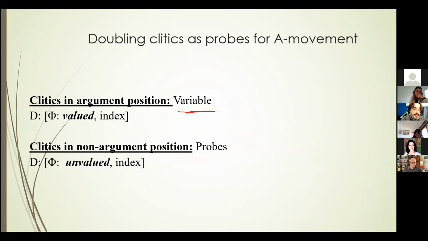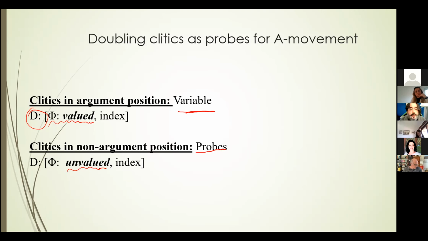It's a D-clitic with a set of phi features, blah, blah, blah. I will not enter into details of whether the features are interpretable or not. I assume that they are in the case of clitics in argument position, and then you have an index. I will explain the index in a second. When it comes to clitics in non-argument position, they act as probes. What is a probe? It's a set of unvalued features plus an index in some cases. That's the difference.